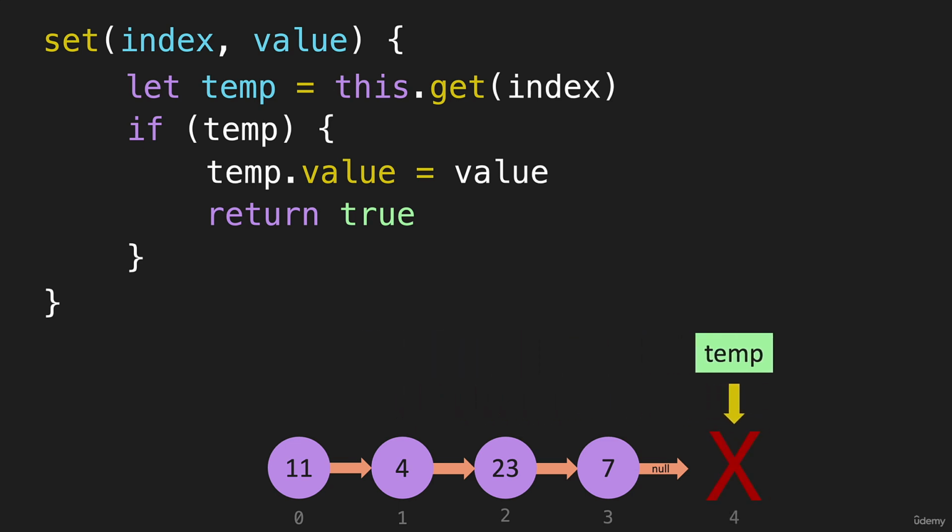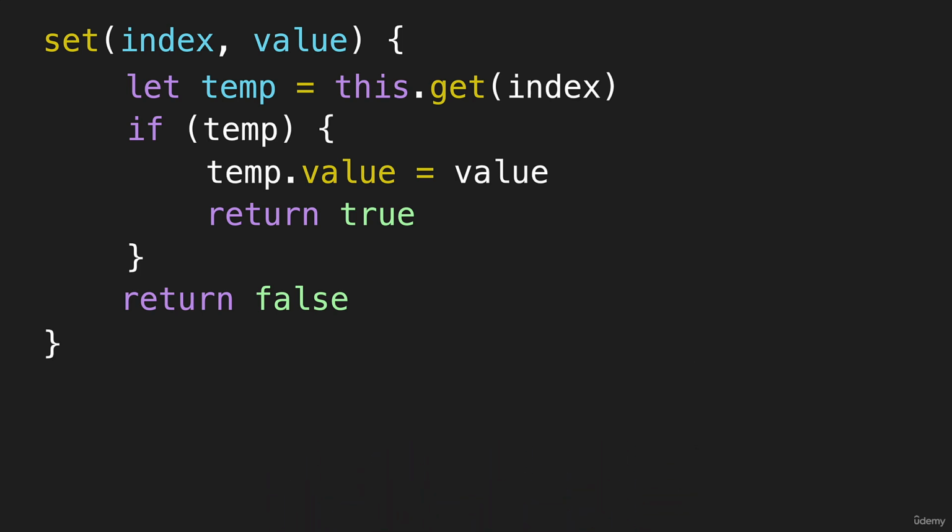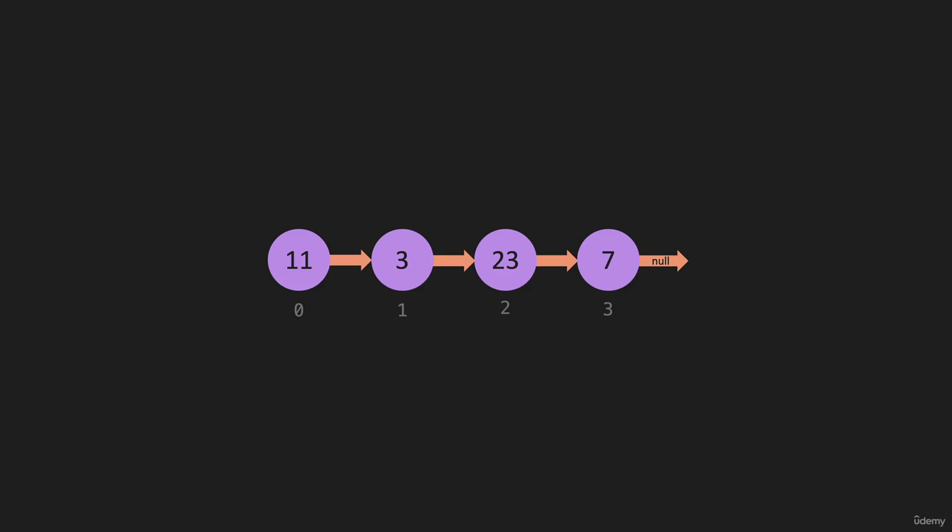Otherwise, temp is undefined, which is going to cause that if statement to not run, and we're just going to return false. And that is all of our code for the set method. It's very clean because we are just reusing the code that was in the get method, and we don't have to write all that out again. So we will look at this code in a second in Chrome DevTools. But first, I'm going to bring this up, and this is going to be the linked list that we create when we go over to Chrome DevTools. And what we'll do is we will run the set method with an index of 1 and change the value to 4 at that index.